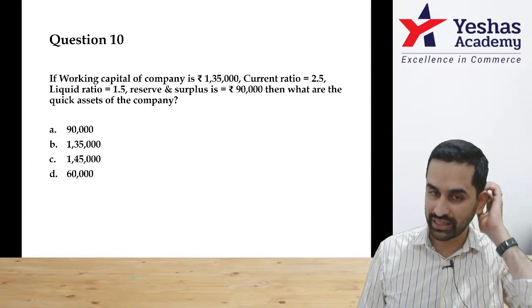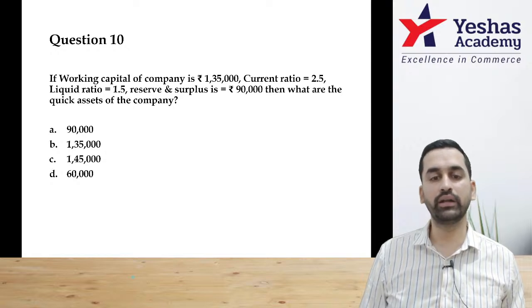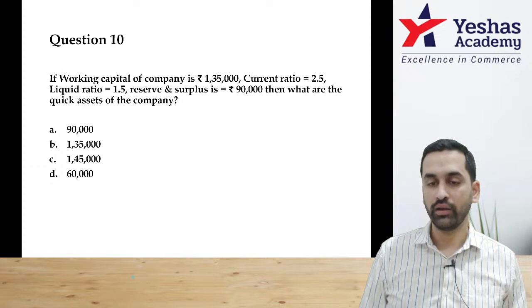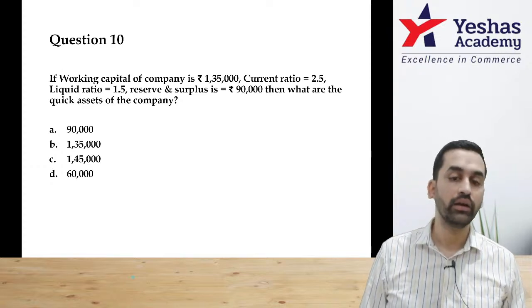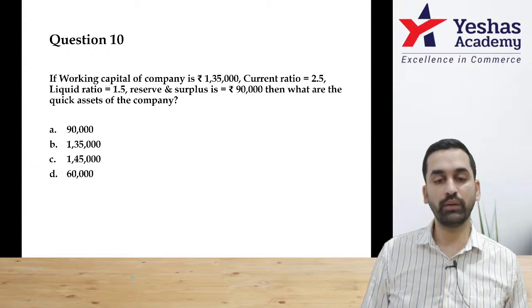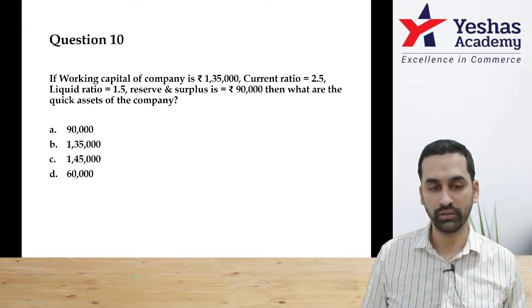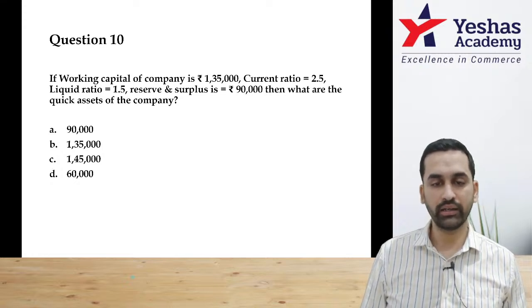Now, quick assets. How to calculate? First of all, you have working capital with you. You have current ratio with you. From working capital, using current ratio, you can find out current asset and current liability. And liquid ratio is all about CA minus stock, current asset minus stock, divided by current liability.